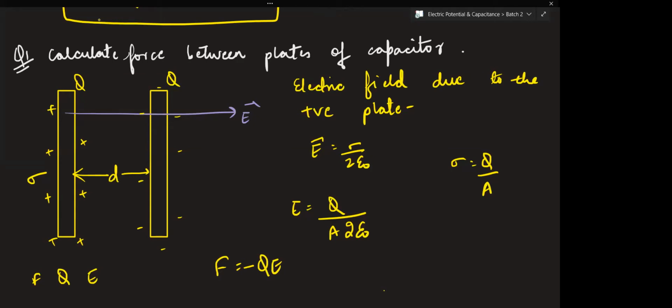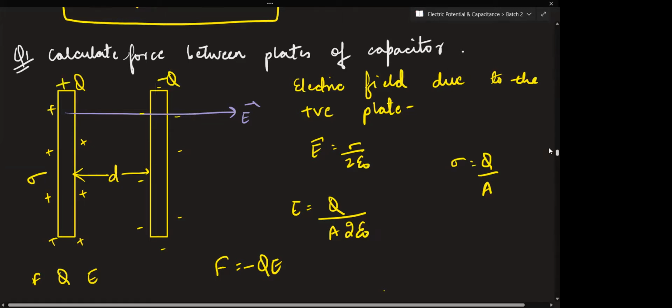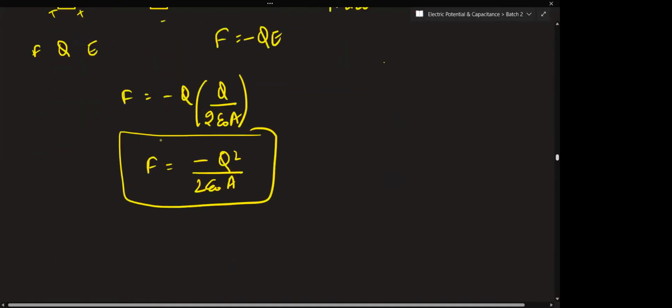Ma'am, can you explain again why minus Q came? Minus Q came, see, we have considered what? Not the electric field on minus Q, sorry, the force on minus Q charge. See, this is positive Q, this is negative Q. Now I am calculating the force on negative Q. This is the force on minus Q charge due to the electric field.